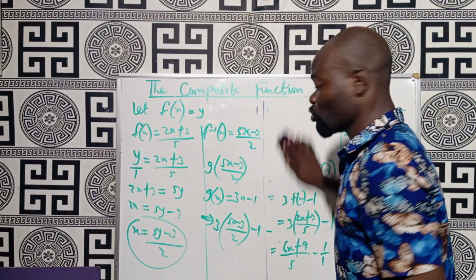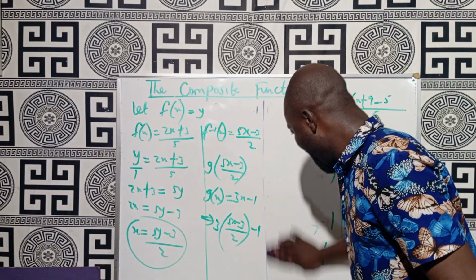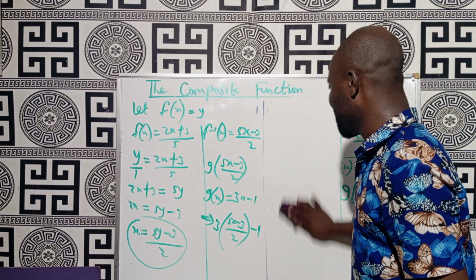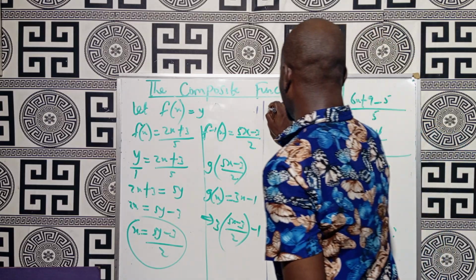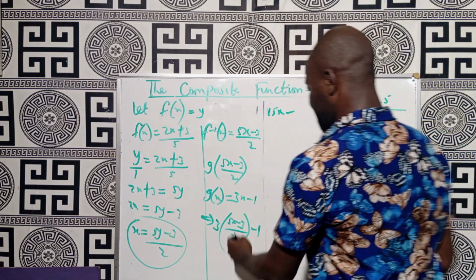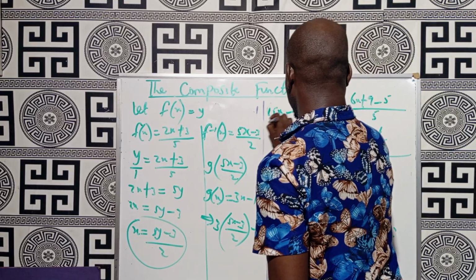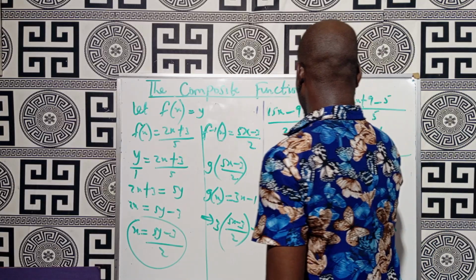Let me work it out to get my result. Hope you are following. Just make sure you calm down and follow it one by one. It's very easy and simple. So let's just open the bracket. 3 times 5 is what? 15x minus 3 times 3 is 9 all over 2 minus 1.